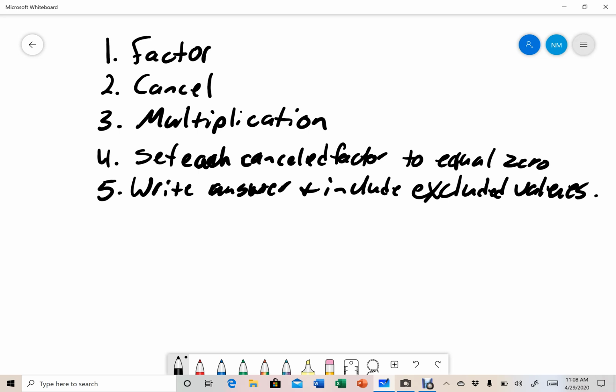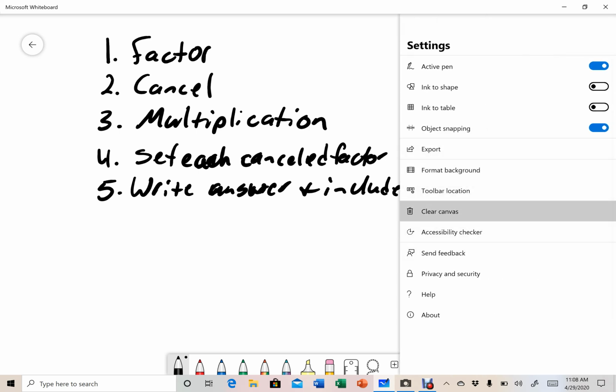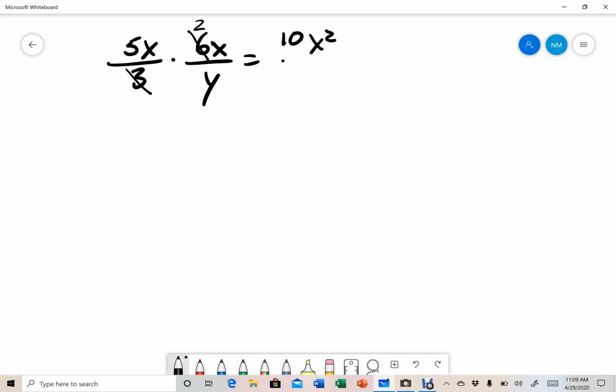Now we're going to start off real easy with some examples and work our way up here. So I have 5x over 3 times 6x over y, okay? Now, typically, if I had this, I would just say 3 goes into 6 2 times, so 2's left over. I've got no other variables that cancel out and no other numbers that cancel out. So I would say that this is 5 times 2 is 10. X times x is x squared over y. Now let me explain this.